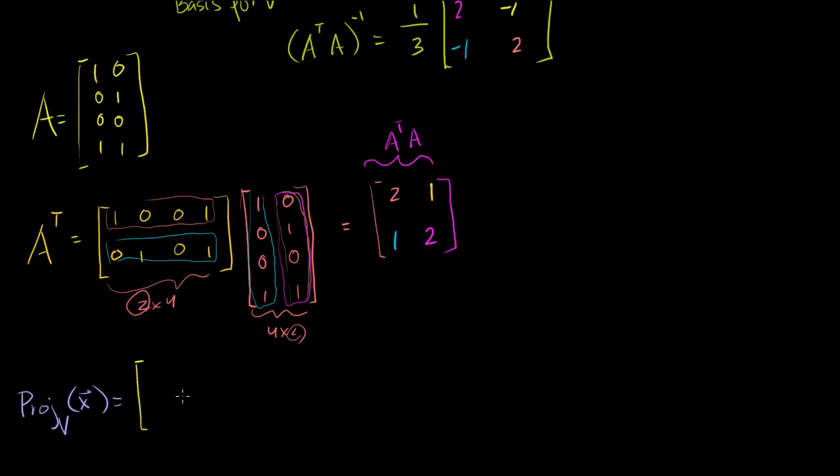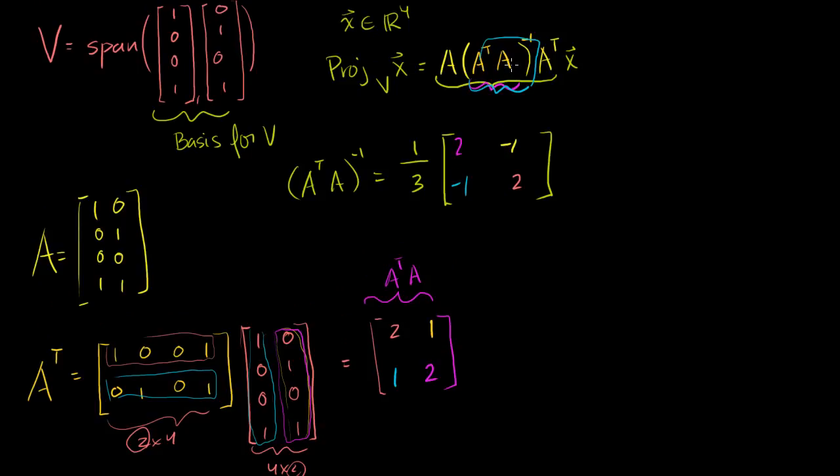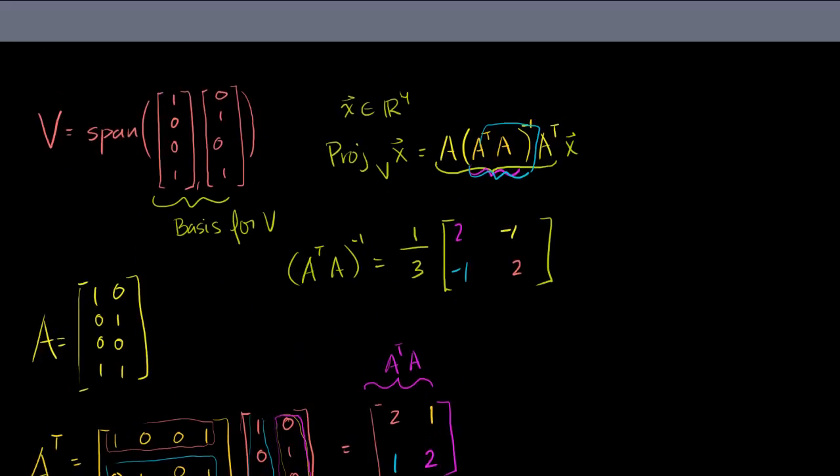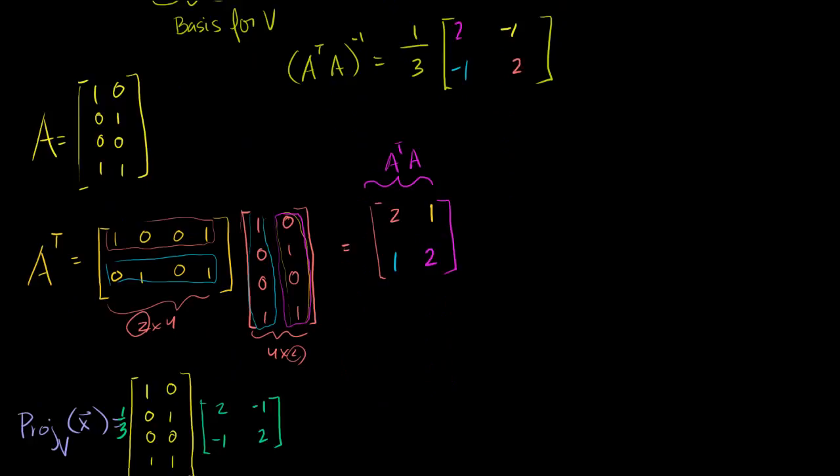Let me write it a little bit bigger like this. So 1 0 0 1 0 1 0 1 times A transpose A inverse, right? A times A transpose A inverse, which is this guy right here. And let's just put the 1/3 out front, just because that's just a scalar. So I'll put the 1/3 out front times this guy. This A transpose A inverse is 1/3 times 2 minus 1 minus 1, 2. And then I'm going to multiply it times A transpose. And then all of that times our vector x.